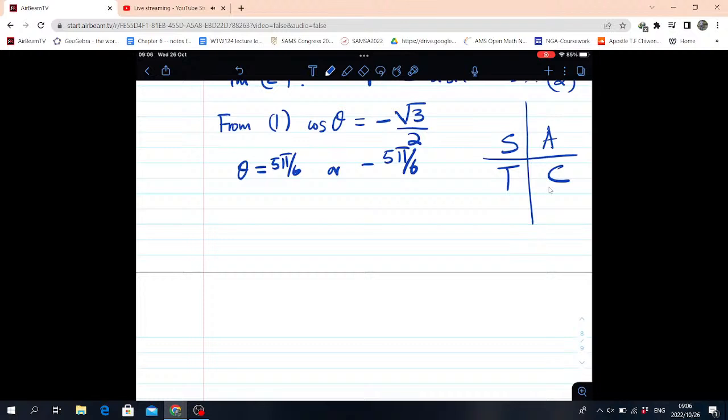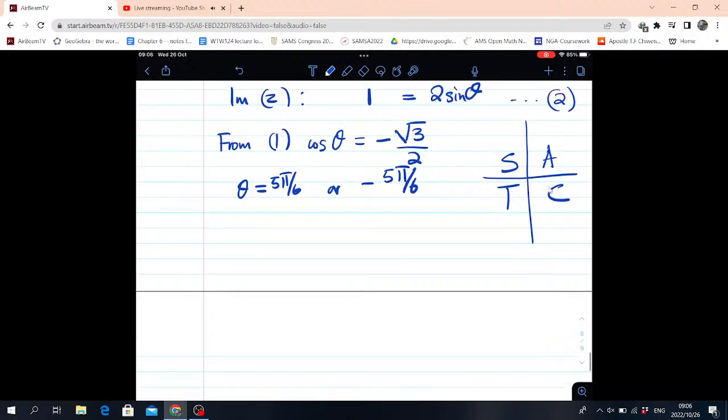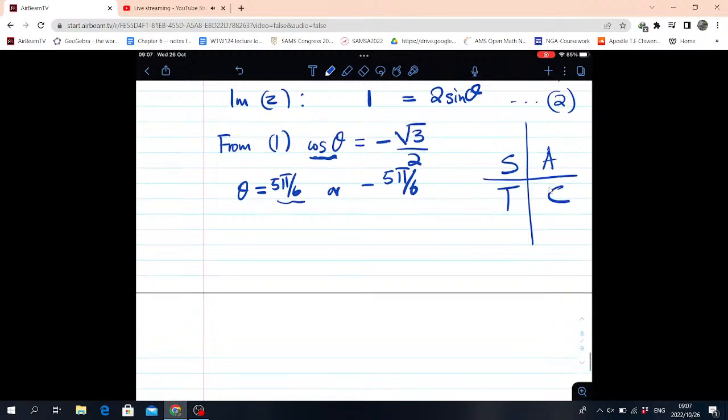So now if we look at this, we can see that cos is negative. Anyway, we see that theta is going to be either 5 pi over 6 or minus 5 pi over 6, because it's going to be either here or there, because it's negative, right? So either in there or in there. And then from here, we still need to figure out which one is the right one.